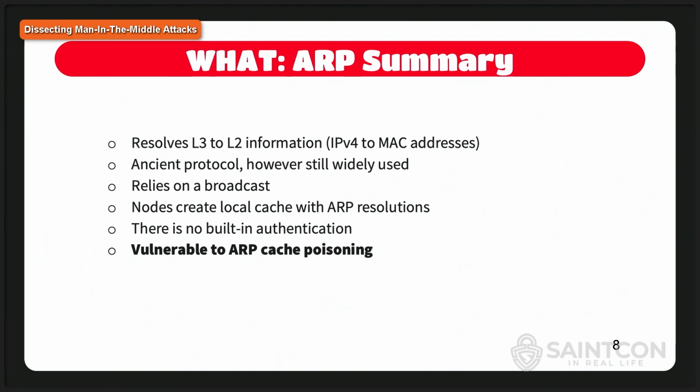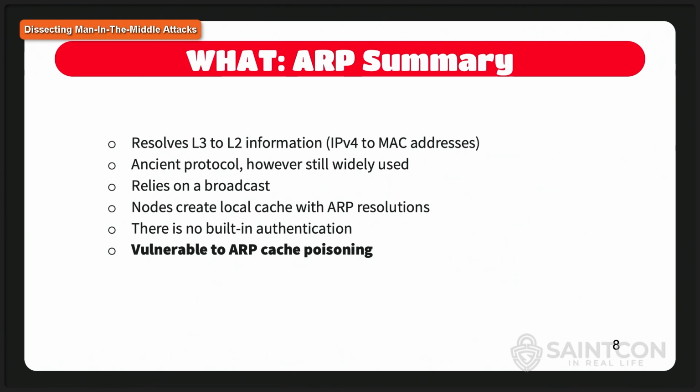So in summary, it resolves your layer 3 to layer 2 information, so IPv4 to MAC addresses. It is an ancient protocol. It's basically been in place ever since networking started, when the initial networks started as layer 2 domains. Then when we started connecting between the networks and using IPv4, that's when ARP was born, as it needed to perform that function to stitch layer 3 to layer 2. Also, it relies on a broadcast, so all of the nodes connected to the same network will hear ARP messages, and it's cached locally on the nodes themselves.